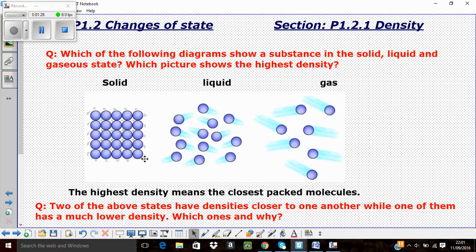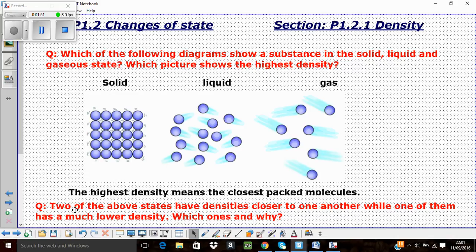The solid has the tight particles, the liquid particles are a bit farther away one from another, and in a gas the particles are the farthest away. The highest density means the closest packed particles. That means the solid has the highest density, liquid has the intermediate density, and the gas has the lowest density.